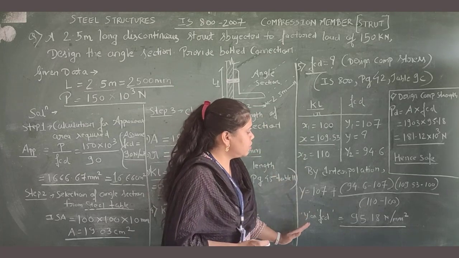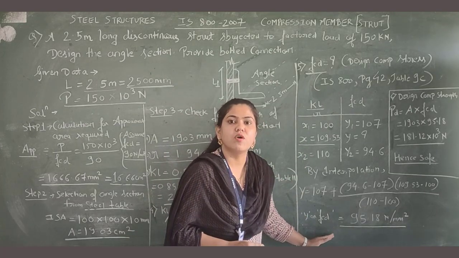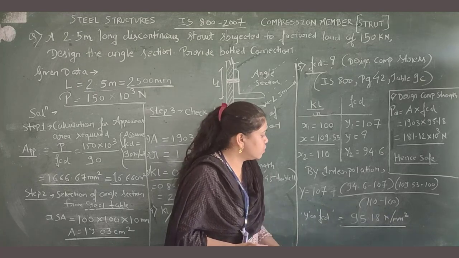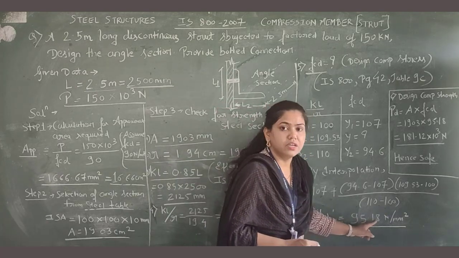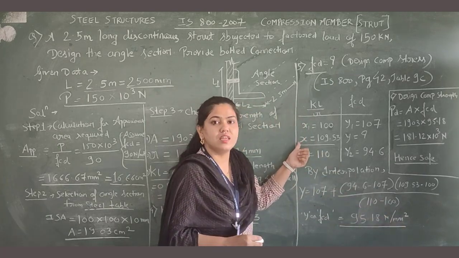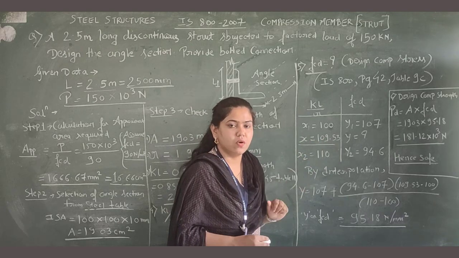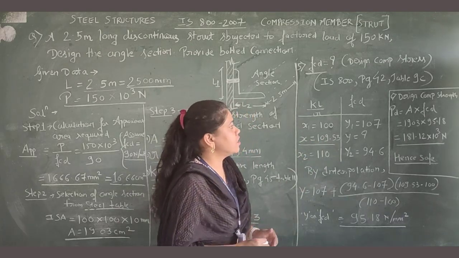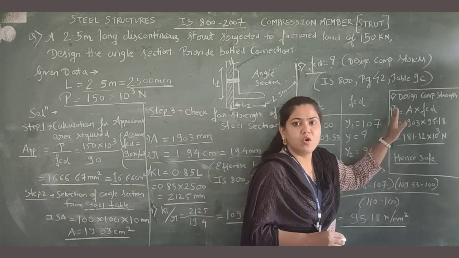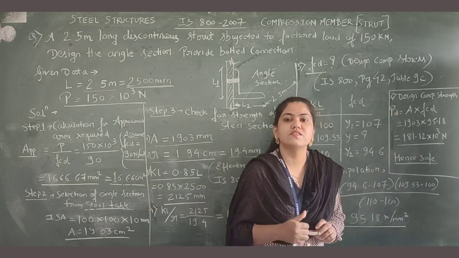Okay, so by interpolation you will get the value of fcd, that is the design compressive stress, equal to 95.18 Newton per mm square, corresponding to this KL by r ratio, which is 109.53. Okay, next. In the next step, the main objective of this numerical is to design the compressive strength.